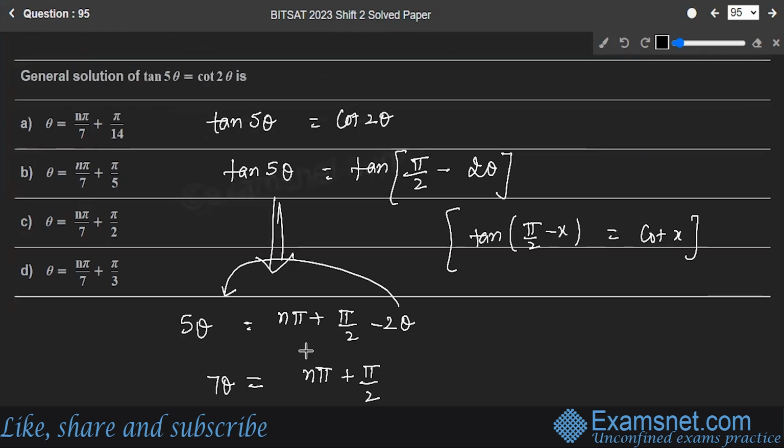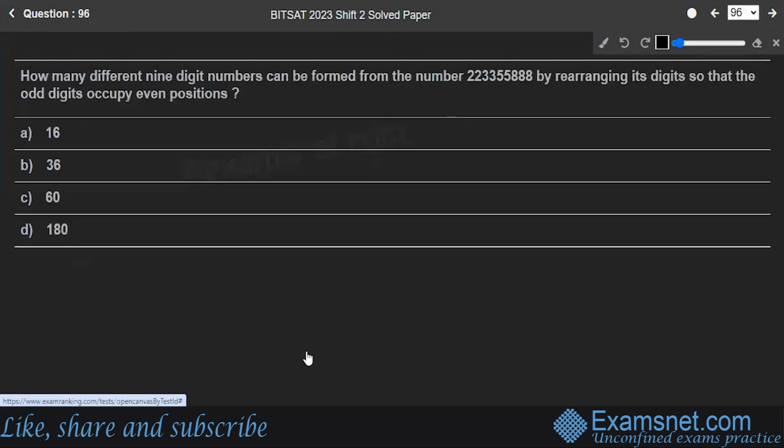So let's check with the options. You have option A as the right answer. Hope you understood this. Next is question number 96.